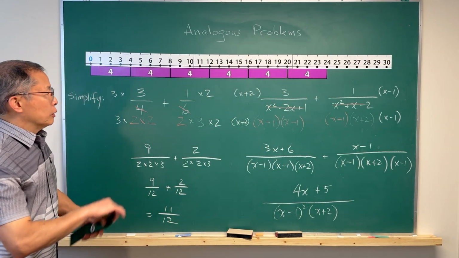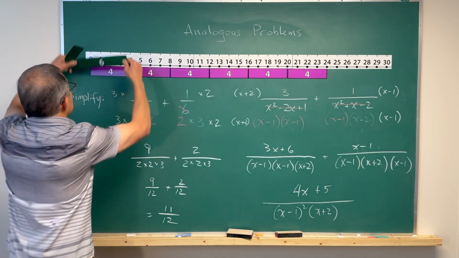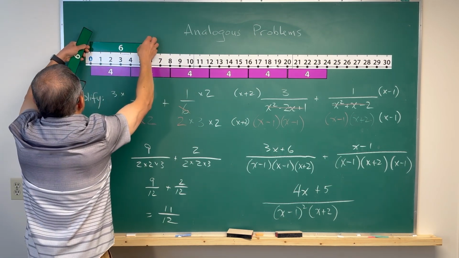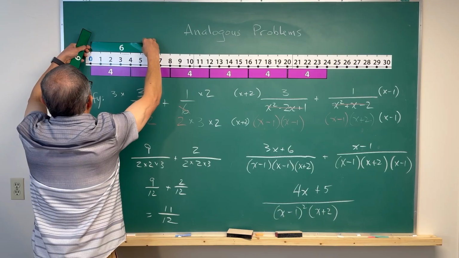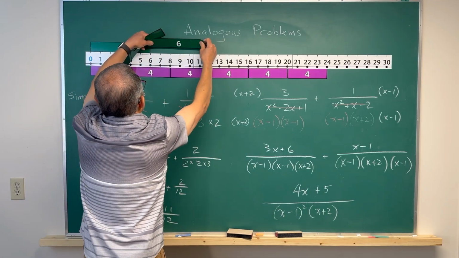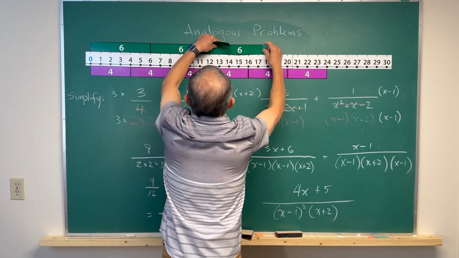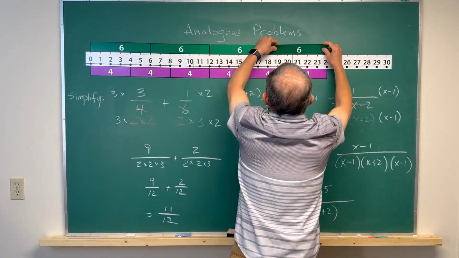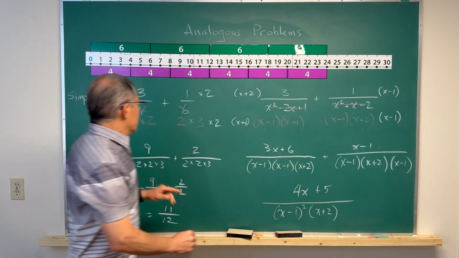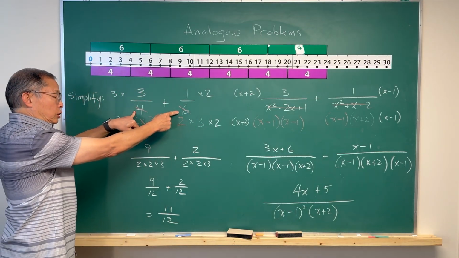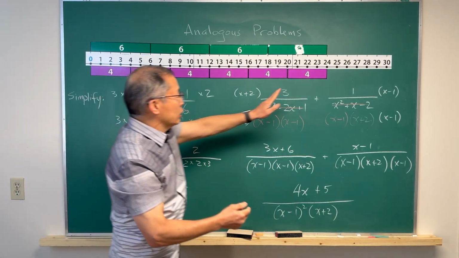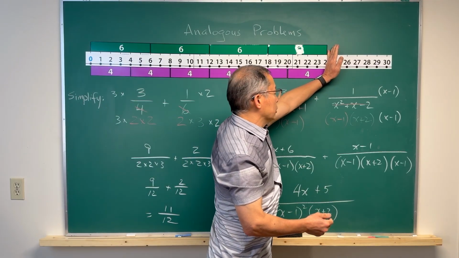I'm going to put out the multiples of 6. We know that 4 times 6 is 24, so I'm going to go all the way up to 24. And this is what it will show us. If I just take the two denominators and multiply them together, that will give me a common denominator, but it won't give me the lowest one.